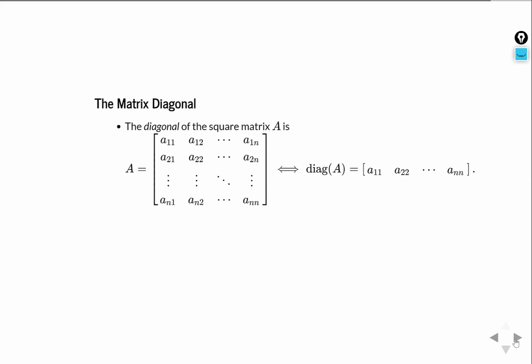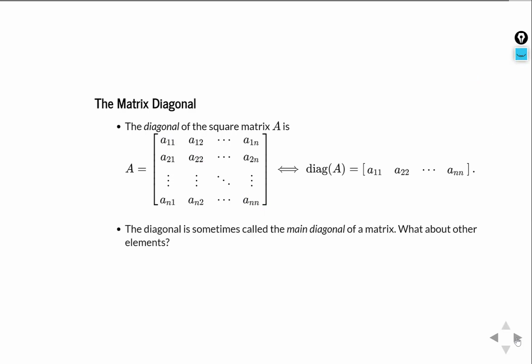The diagonal of a matrix is a vector that is defined by picking the elements of A that lie in the diagonal, meaning they have the same subscript for the row and column numbers. Sometimes the diagonal is called the main diagonal of the matrix.